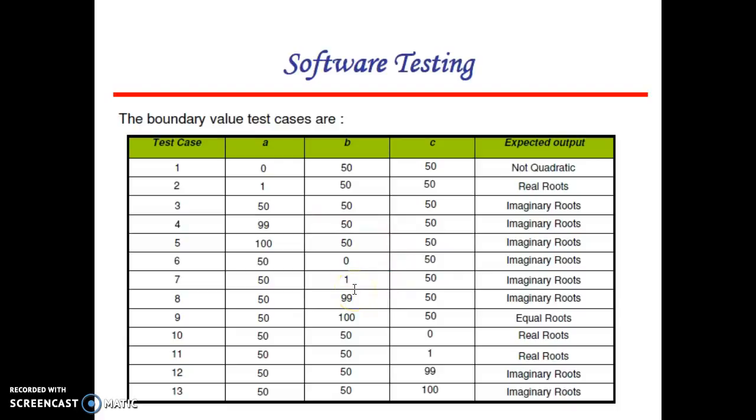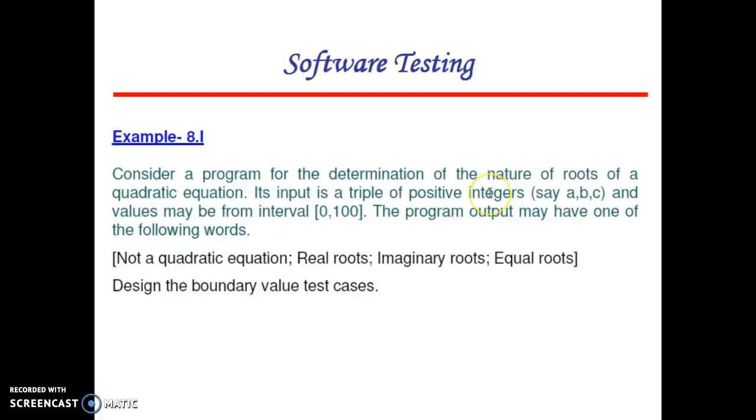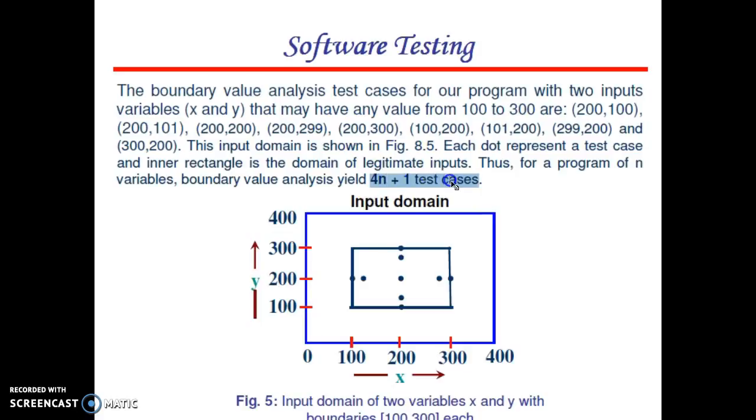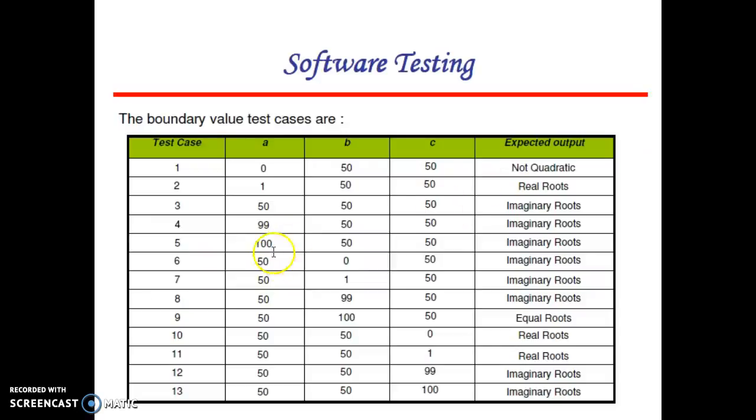So if we consider the formula, that was 4n plus 1, going back to this one, we have three variables, and for three variables we should have 4 into 3 plus 1, that means 13 test cases. So 13 test cases have been generated for this particular problem. Now this problem describes boundary value analysis for a simple example of a quadratic equation problem. After seeing this problem, a student can do boundary value test case generation for a particular problem.